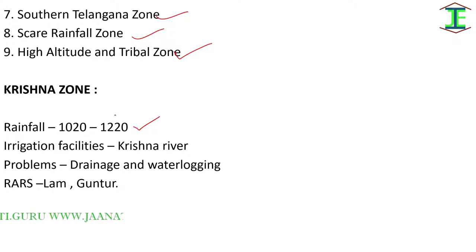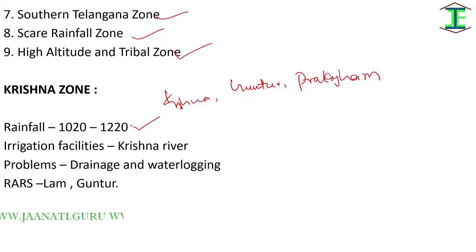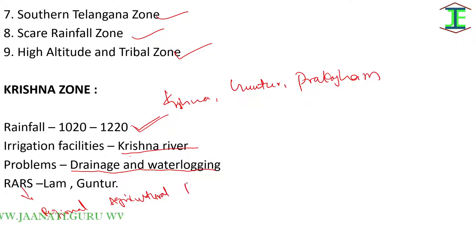First, Krishna zone. The districts under this zone are Krishna, Guntur, and then Prakasam. The rainfall under this zone is 1022-1220 mm, and the irrigation facilities are by the Krishna River. The problems faced under this zone are drainage problem and water logging problem. Rainfall is high, that's why drainage is the major problem in this zone. And the RARS, Regional Agricultural Research Station, is located at Lam, Guntur.